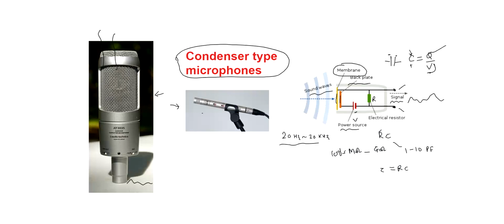So this RC, capacitor and resistor, they act as a low pass filter for your audio signals, and for other signals they act as a high pass filter, and that's how you get a noise free output electrical signal when there are sound waves coming onto this capacitor.